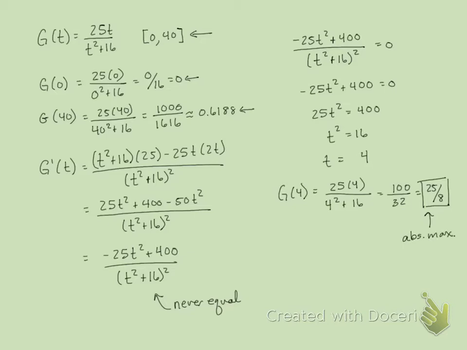I noticed that when I was in Newton looking at a problem similar to this, it then asked me for the absolute minimum. So we don't really have to do any more work. We found our endpoints. Our absolute minimum is up here at 0. This is our absolute minimum.